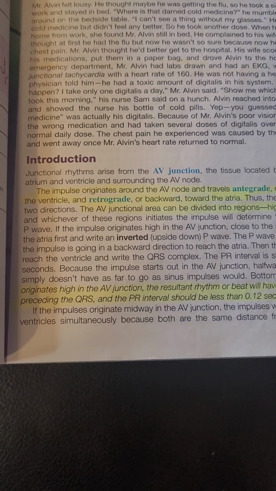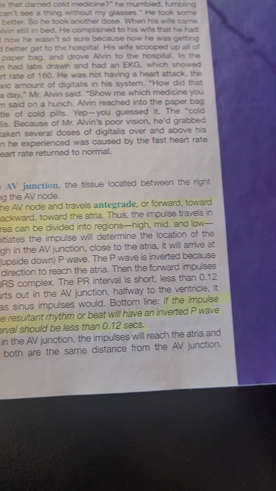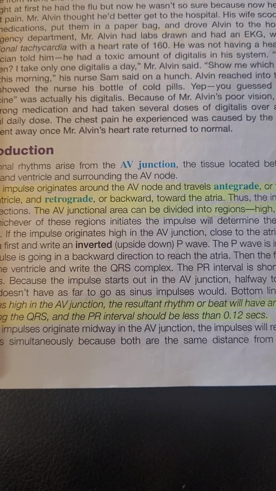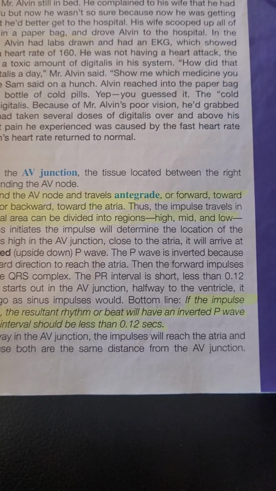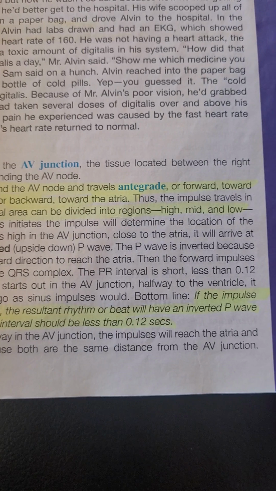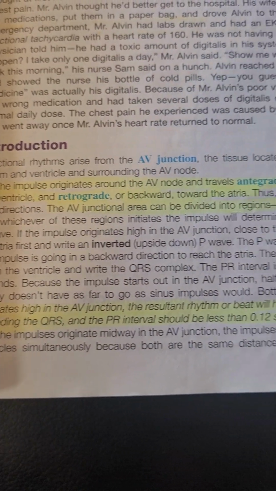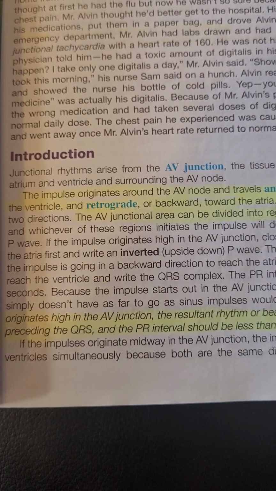It says the impulse originates around the AV node and travels antegrade, or forward, toward the ventricles, and retrograde, or backward, toward the atria. So the impulse either goes forward or backward. Thus, it says the impulse travels in two directions. The AV junctional area can be divided into regions: high, medium, or low. And whichever of these regions initiates the impulse will determine the location of the P wave.